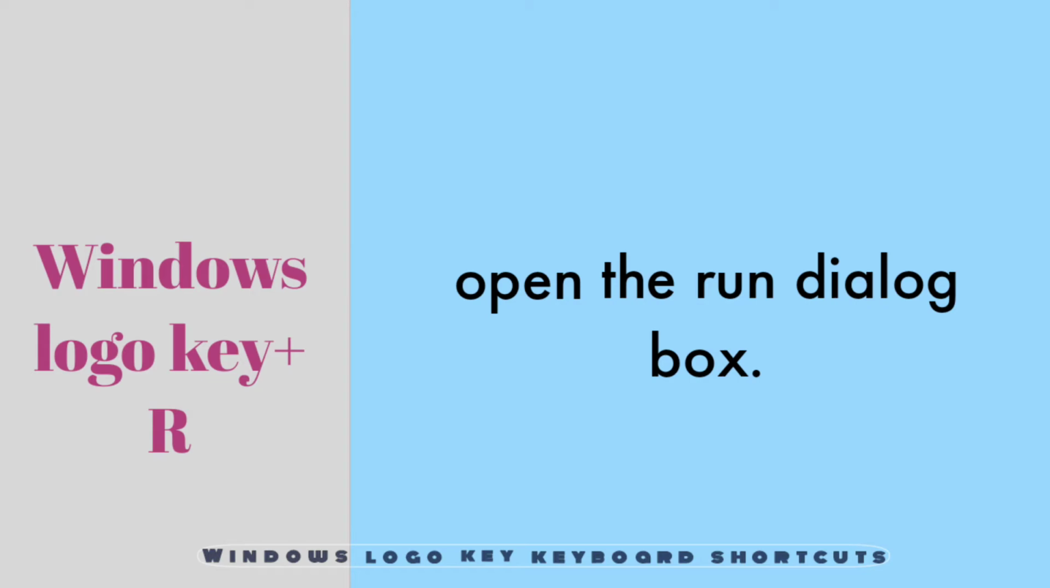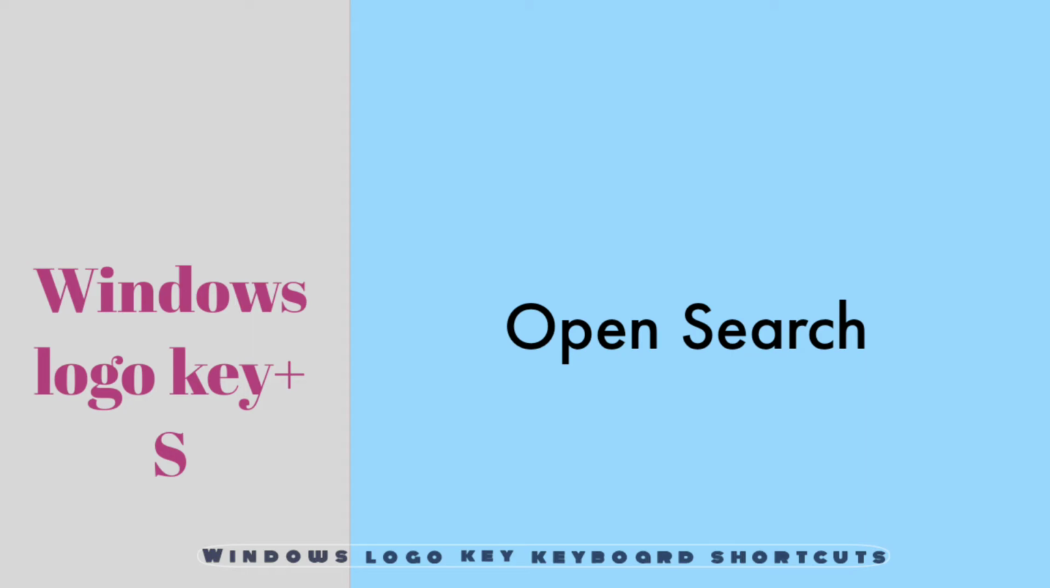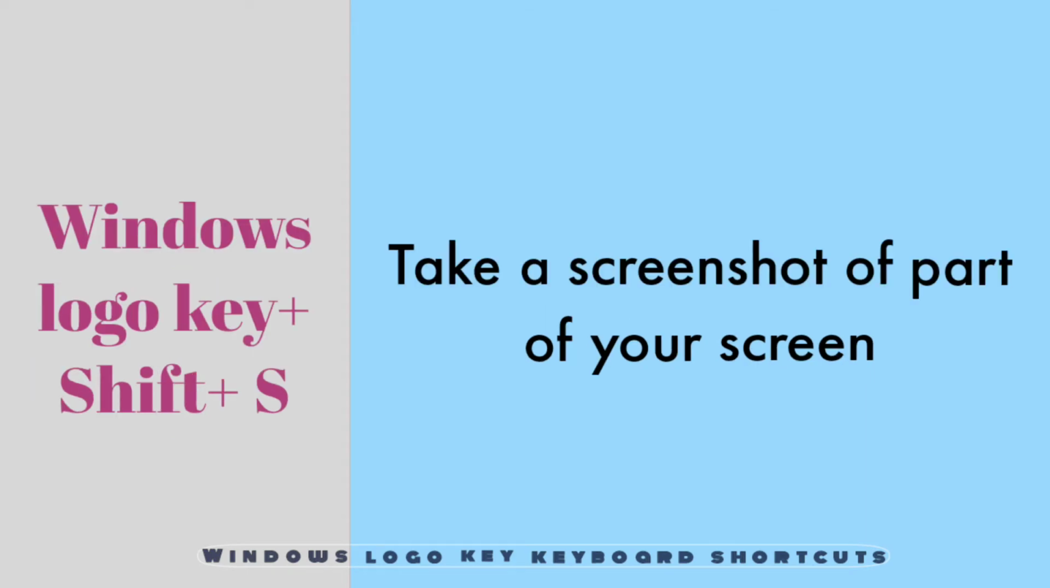Windows logo key with R opens the Run dialog box. Windows logo key with Alt and R records video of the game window in focus. Windows logo key with S opens search. Windows logo key with Shift and S takes a screenshot of part of your screen.